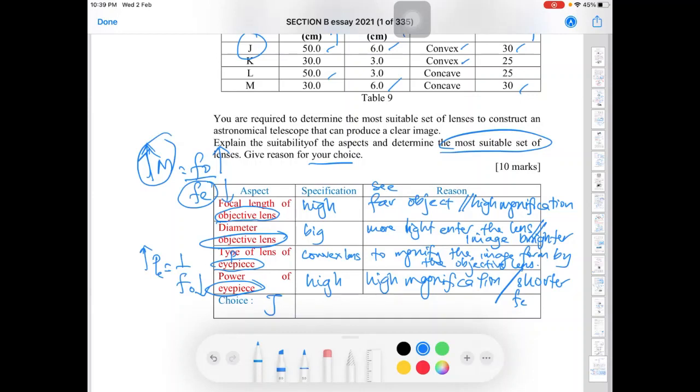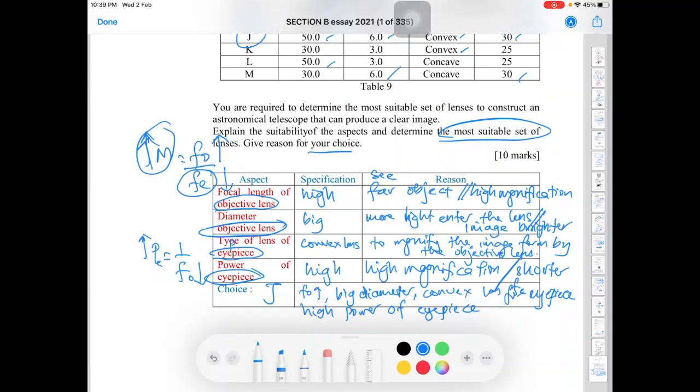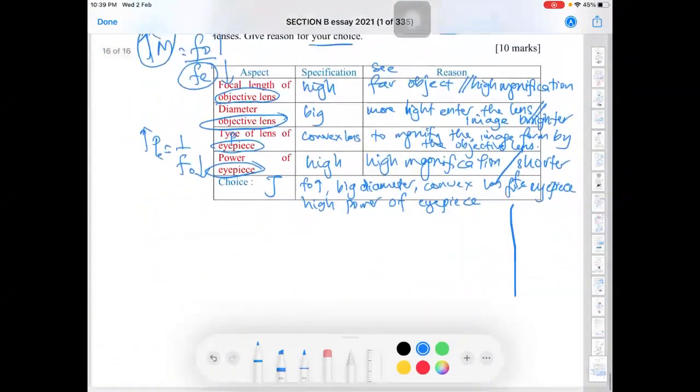So tulislah dia adalah apa? Dia adalah objective lens. Focal length objective is high. Lepas tu you punya diameter, big diameter. Convex lens for eyepiece. And high power of eyepiece. Okay, so lengkaplah you punya number 8.